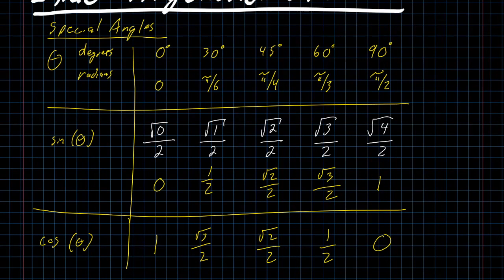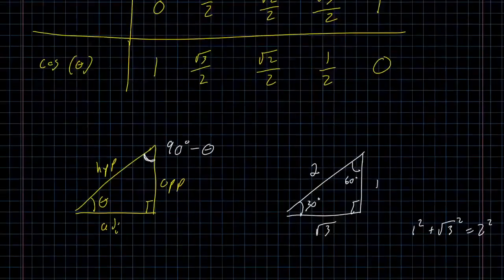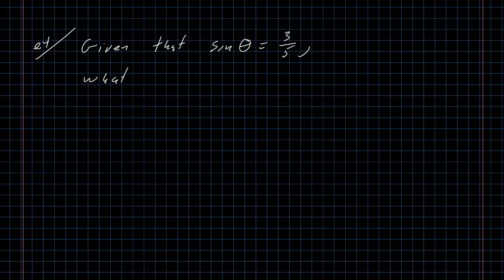Right. That's one thing we can do with exact values. It's not the only thing we can do. In fact, I think that this is a little bit more fun. Given that sine of theta is equal to 3/5, what are cosine of theta and tangent of theta?